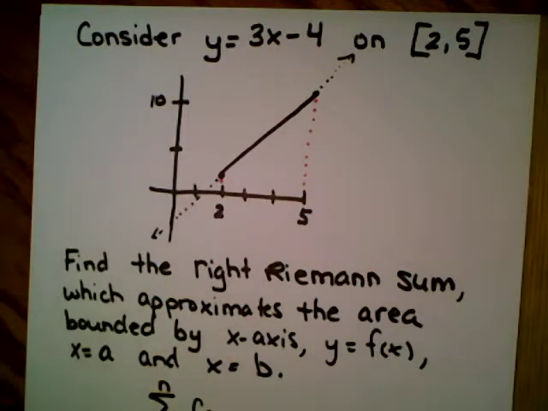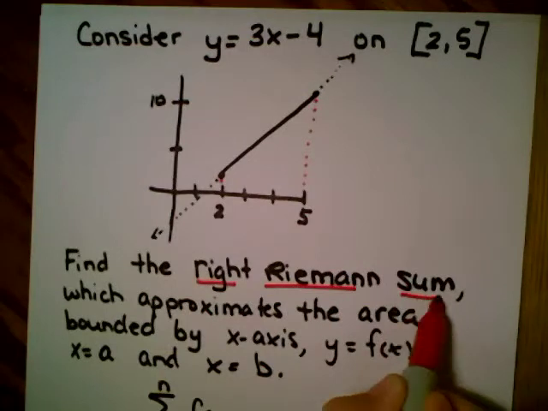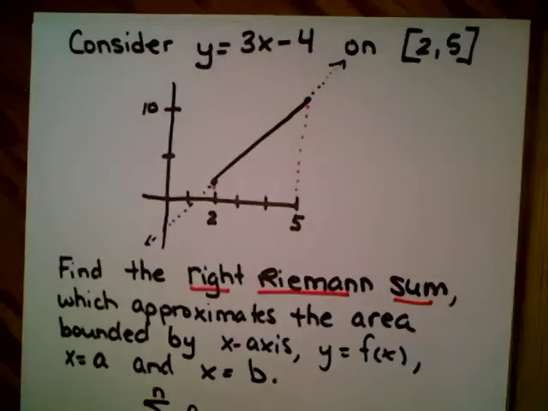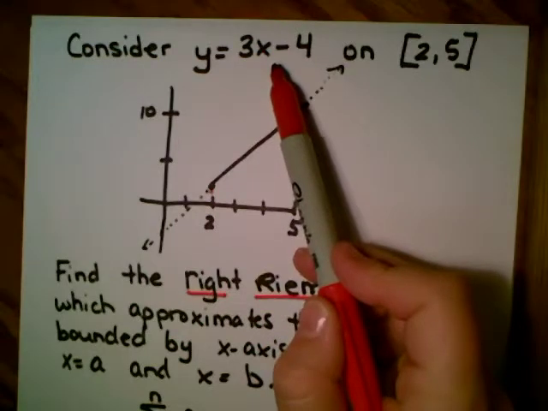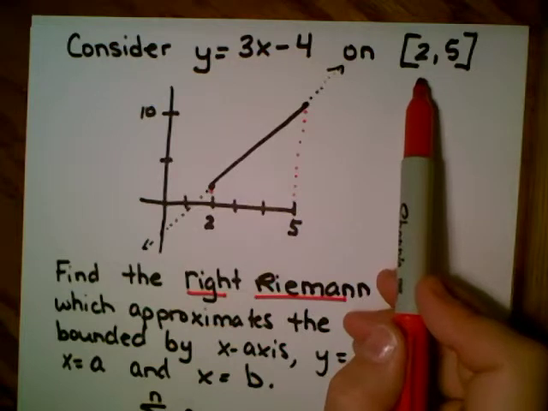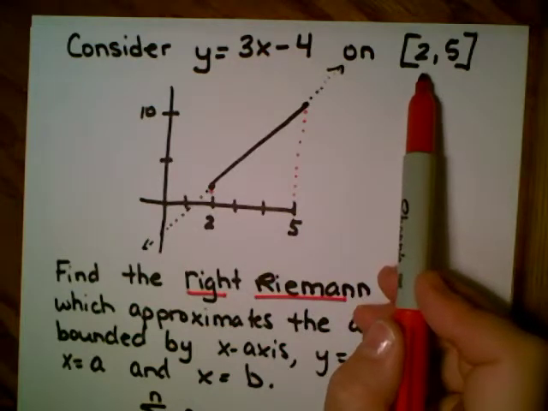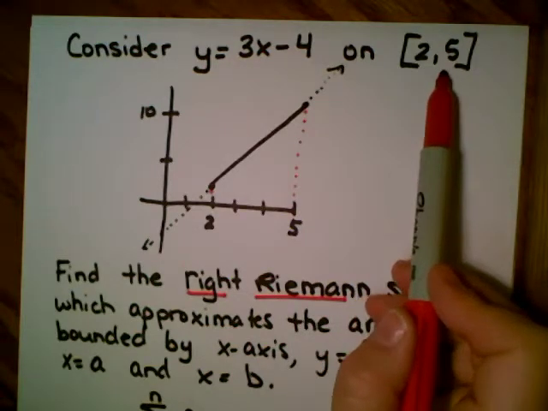Good morning. We're going to work on approximating area under a curve using a right Riemann sum. In this example, we're going to consider just a straightforward linear function, the function 3x minus 4. And we're going to look at the area bounded from 2 to 5.